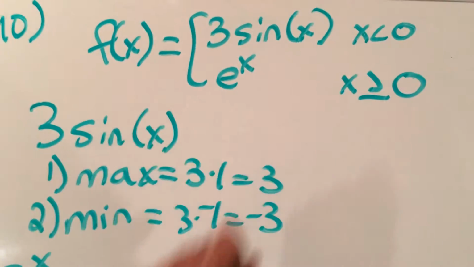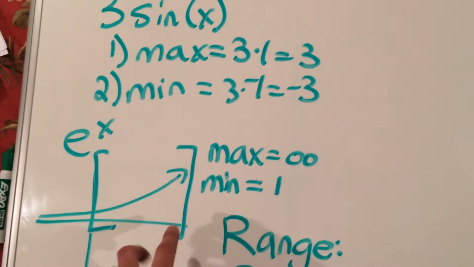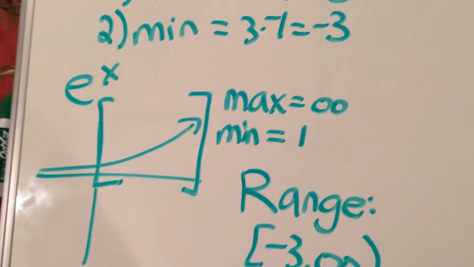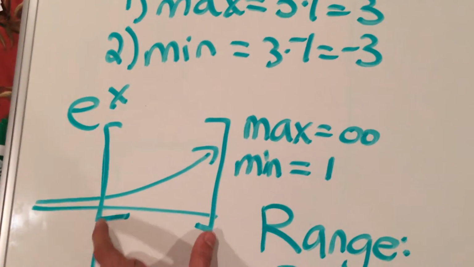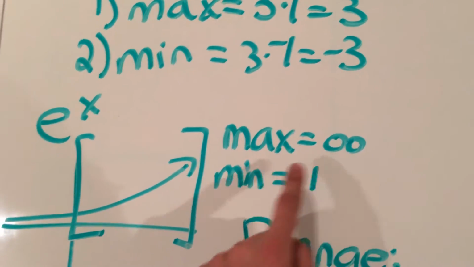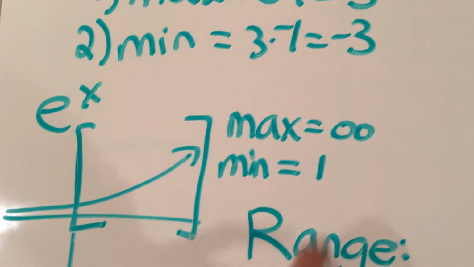Now let's look at the e to the x. Well, e to the x, the graph looks like this, but we only care about it from 0 to infinity. So if we look at this piece here from 0 to infinity, we see that the maximum y value is infinity, and the minimum y value is 1. e to the 0 power equals 1.